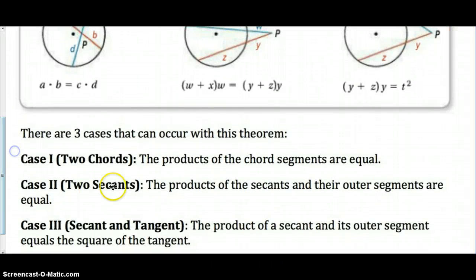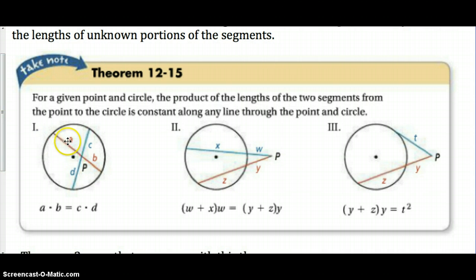So case one is when you have two chords, and that'll be the product of the chord segments, and they will always be equal to each other. So if I look up here, I'll have A times B will be equal to C times D.